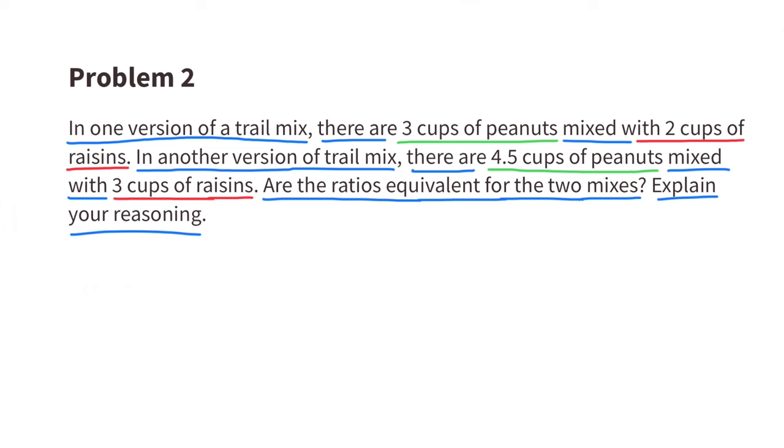Number 2. In one version of a trail mix, there are 3 cups of peanuts mixed with 2 cups of raisins. In another version of trail mix, there are 4 and 5/10 cups of peanuts mixed with 3 cups of raisins. Are the ratios equivalent for the 2 mixes? Explain your reasoning.